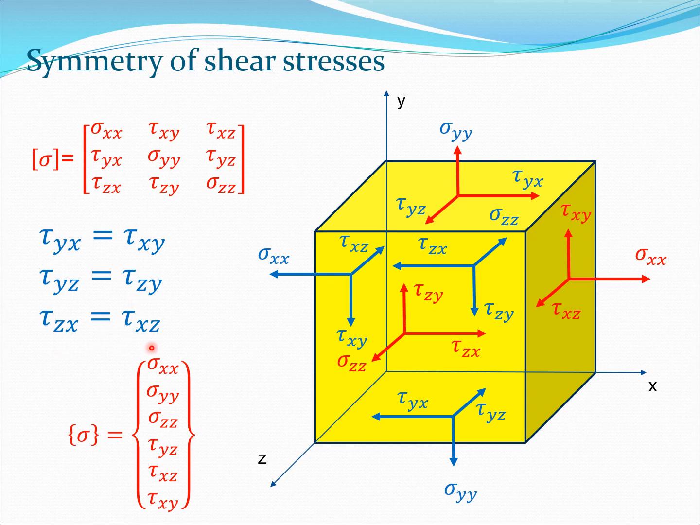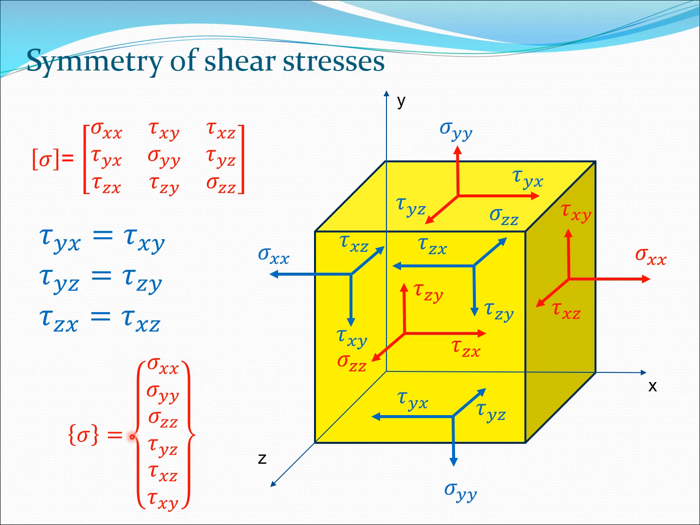Now this gives us a lot of simplicity because instead of writing sigma as a matrix, I can now write sigma as a vector. And in many books you will see that sigma is actually written out as a vector. So you will have 3 normal stresses, sigma xx, sigma yy, sigma zz, and then you will have tau yz, tau xz, and tau xy. So these are the 3 shear stresses present here.